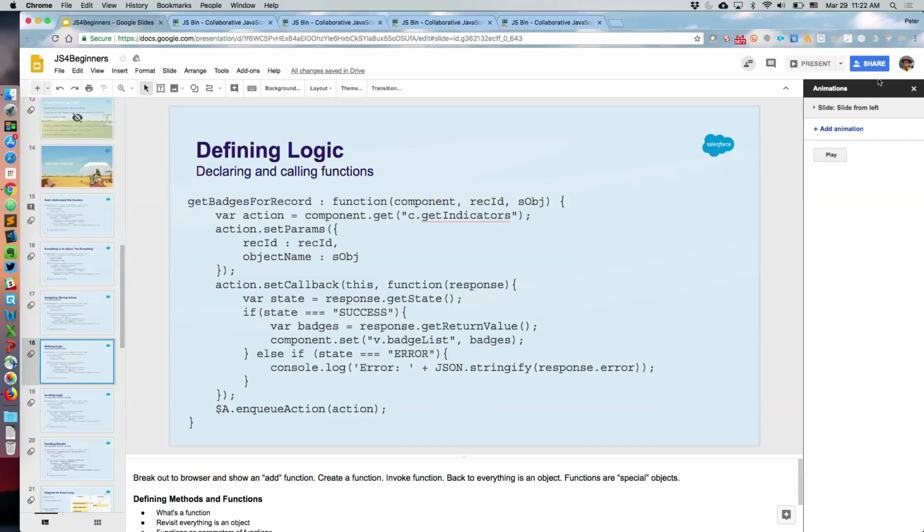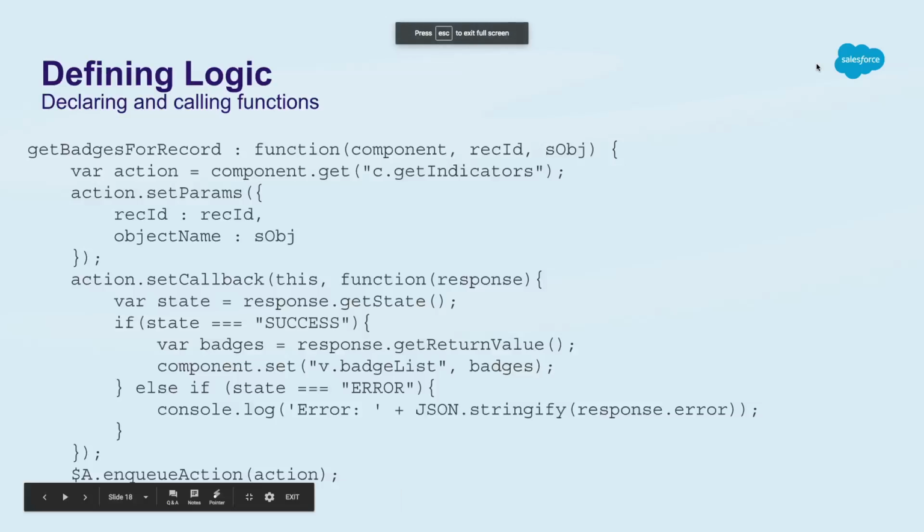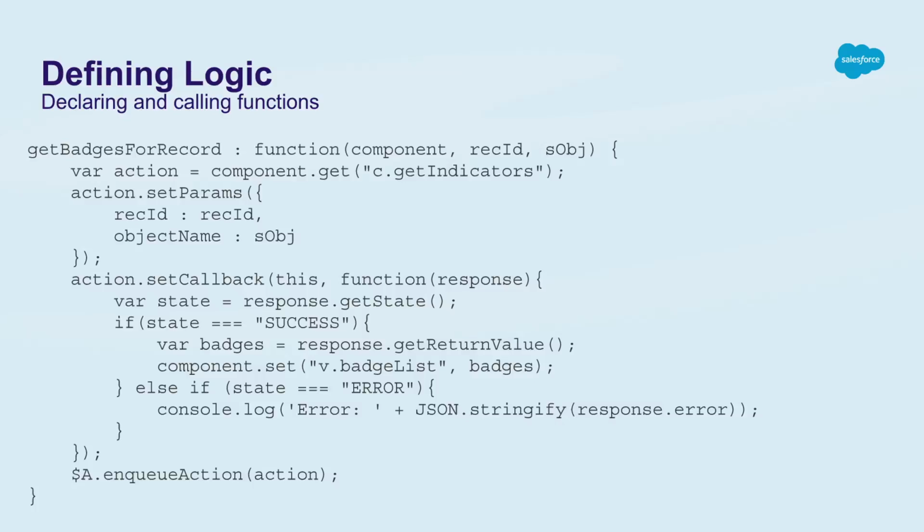So next thing is defining logic. Now, we've actually shown you a little bit of this already. As we see on the first line, get badges for records, that's that object literal notation again for declaring a function, okay? Now, there are certainly other ways to declare a function. In this instance, that function will be part of an object that belongs to the Lightning framework, right? But you can actually assign functions to the global context of JavaScript, and that's using something called var.